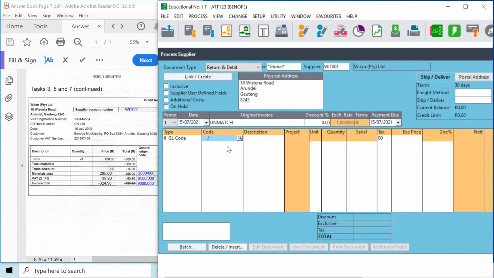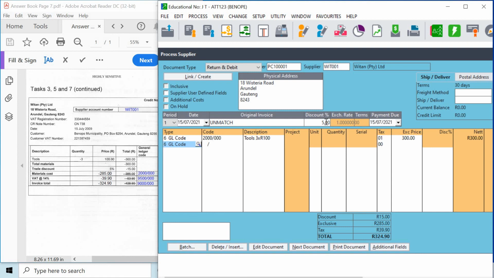the code will be 2000 again. Change the description to tools, followed by the quantity times the price per item. 3 times 100 is 300, that is correct. You see we are given a trade discount, so in the trade discount block we can put in 5%, tab to the last line again, confirm that all the totals are correct.